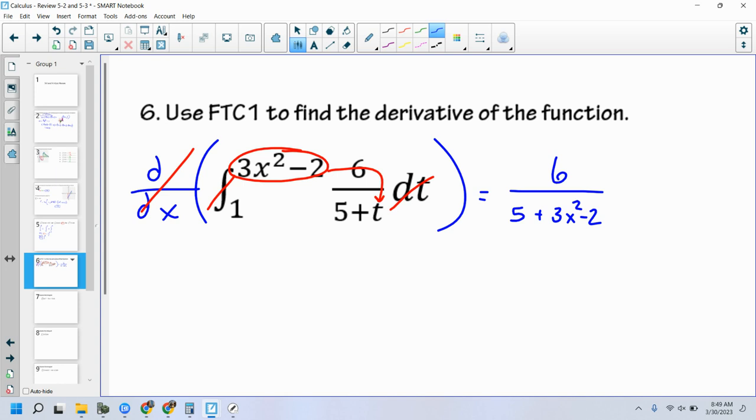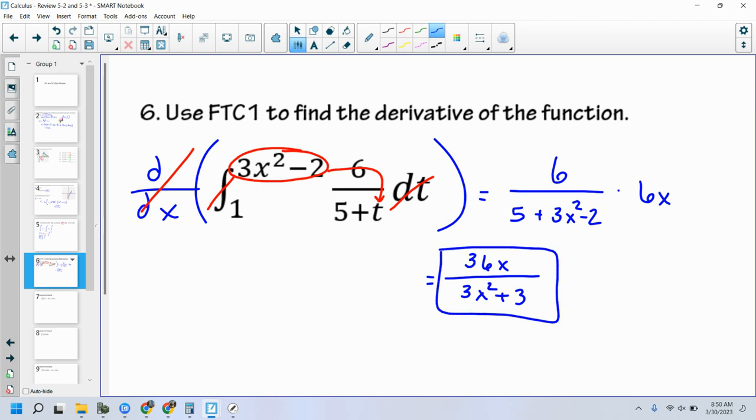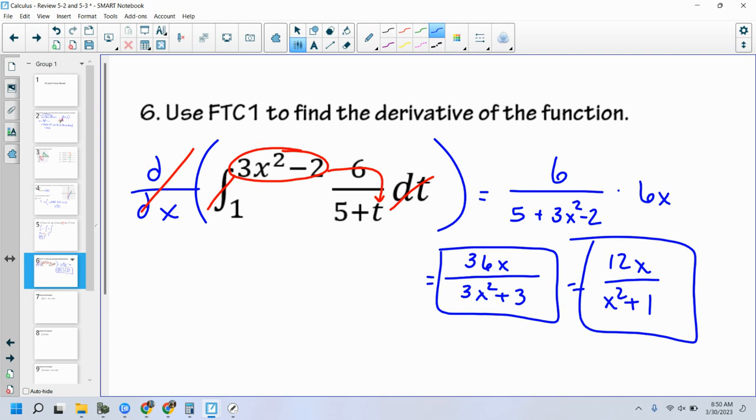And then the only thing left to do is, since we've taken the derivative of this whole thing, we kind of peel away the layer of the integral. We have to get at this 3x squared minus 2, which requires a chain rule. The derivative of 3x squared minus 2 is 6x. So multiply by 6x right up to the numerator, and we get 36x over 3x squared plus 3. Can I divide that all by 3? I can. Look at that. Divide that all by 3. 12x over x squared plus 1. Yeah, there we go.